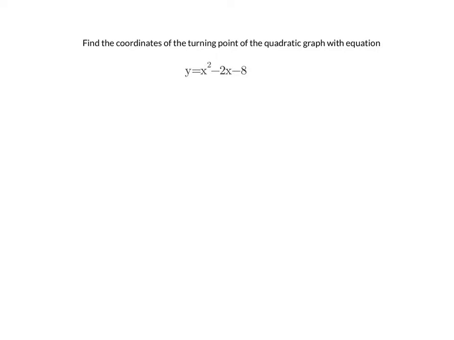Find the coordinates of the turning point of the quadratic graph with equation y equals x squared minus 2x minus 8. The first thing I'm going to do is complete the square on this, and I'll tell you why in a second. So let's just take the first two terms to start with.